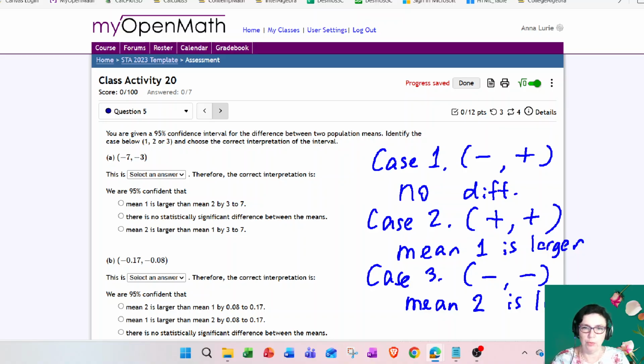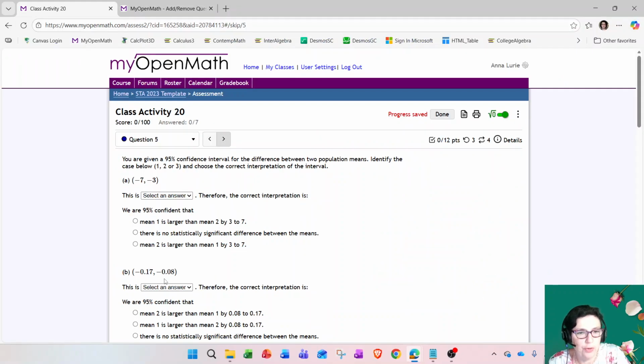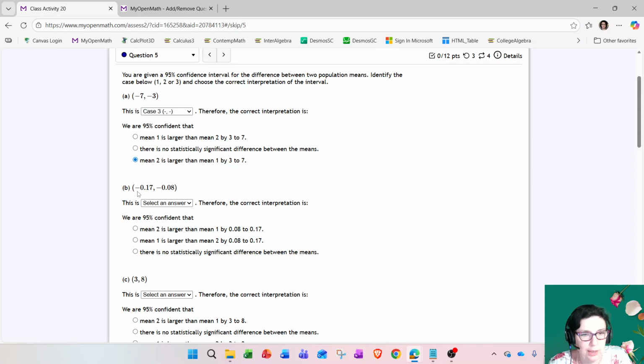In a second, you're not going to see this, but hopefully you already have this written down on your note card, and you're just going to refer to that. All right, so the first case says negative, negative. Okay, so that's case three, minus, minus, which means that mean 2 is larger. So this is what we're selecting. Look at this case. This is also negative, negative. So again, this is case 3, two negatives. Again, mean 2 is larger.